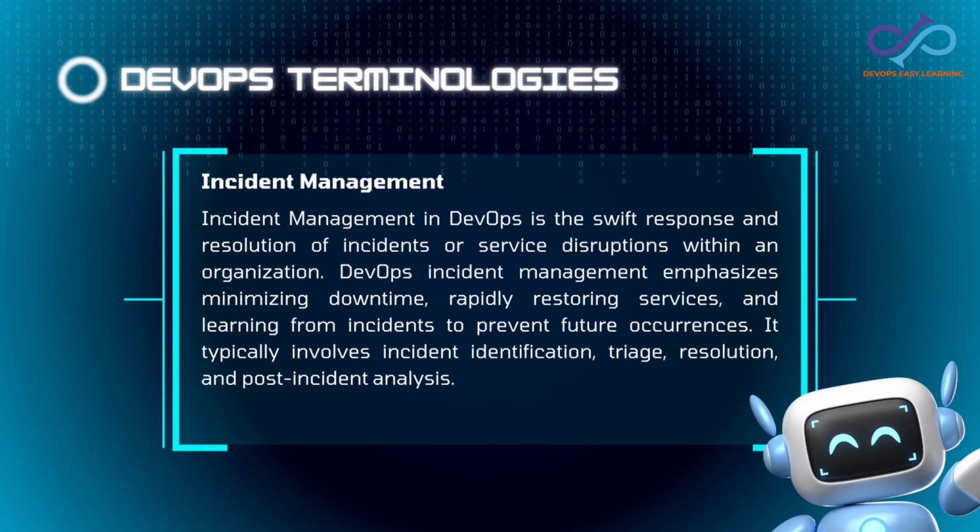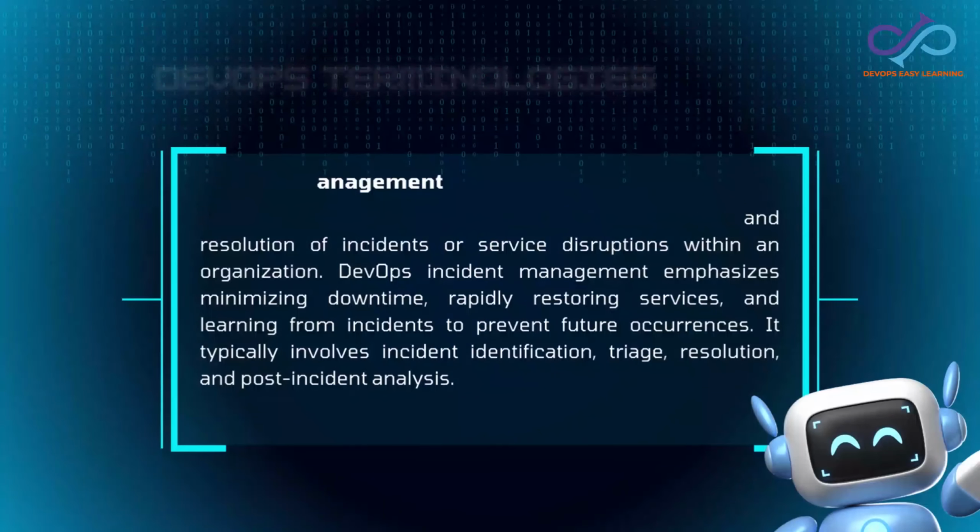Incident management. Incident management in DevOps is the swift response and resolution of incidents or service disruptions within an organization. DevOps incident management emphasizes minimizing downtime, rapidly restoring services, and learning from incidents to prevent future occurrences. It typically involves incident identification, triage, resolution, and post-incident analysis.